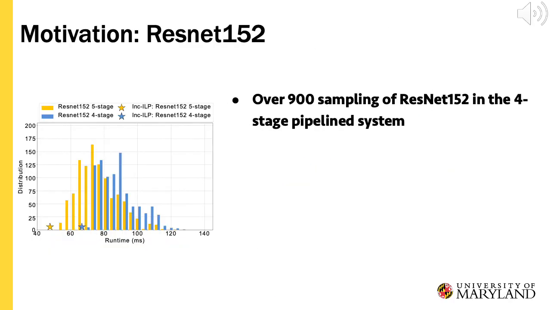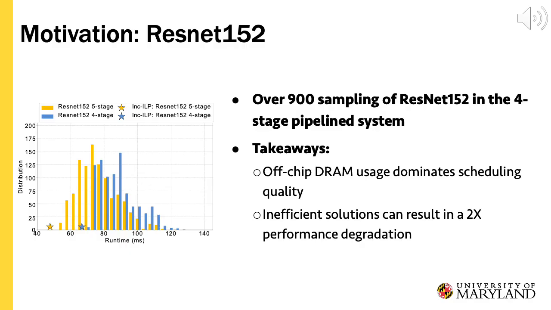We are dealing with a huge search space for the scheduling problem. I'd like to show you some runtime results from over 900 different scheduling solutions for model ResNet 152 in a 4-stage pipeline edge TPU system. You can see the results in the figure on the left side. DN model scheduling is a classic combinatorial optimization problem, and our analysis gave us a few key insights. First, off-chip DRAM usage dominates the scheduling quality. In fact, an inefficient scheduling solution can result in 2 times the performance degradation.